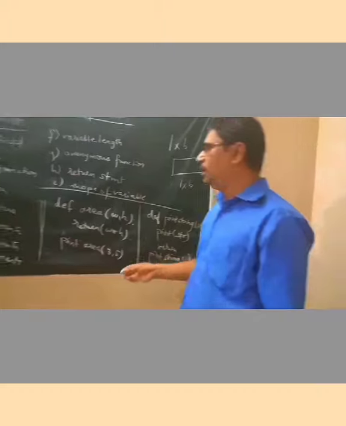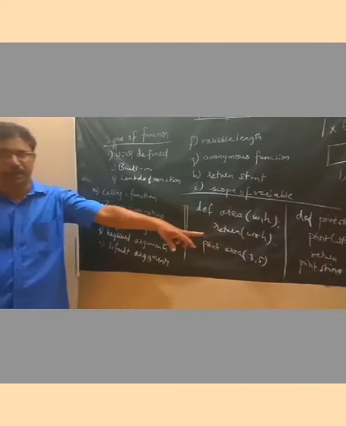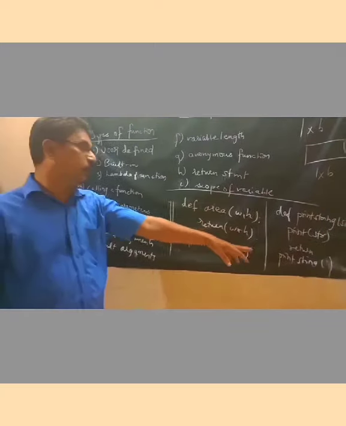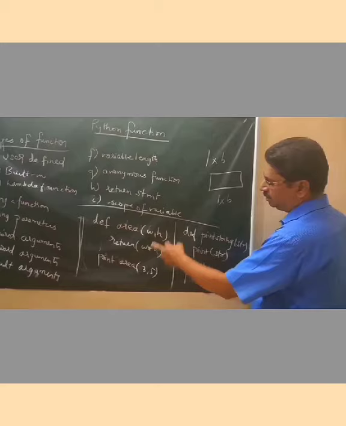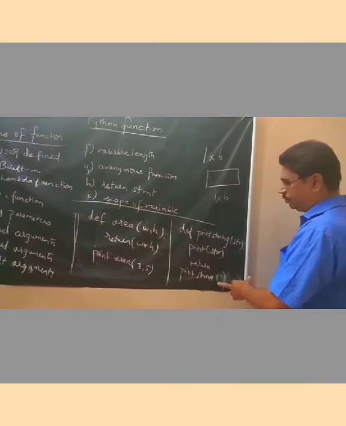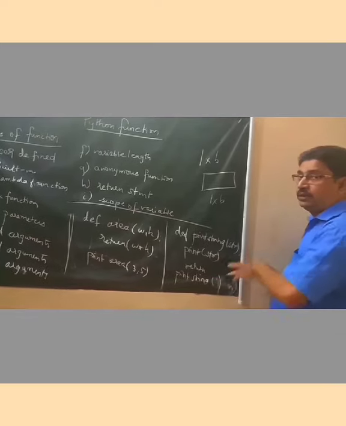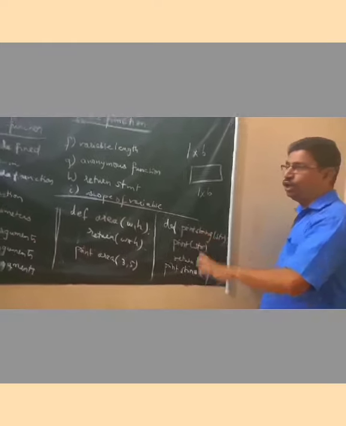So this is what a required argument is. Argument should be given properly. Argument and the value should be given properly. Here you see, the argument is W, H, the value is 3, 5. Here the argument is str, the value is welcome. Like this you have to give. If you don't give the value, then it will show error.